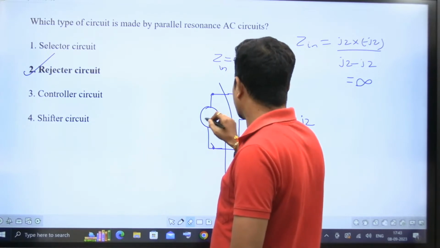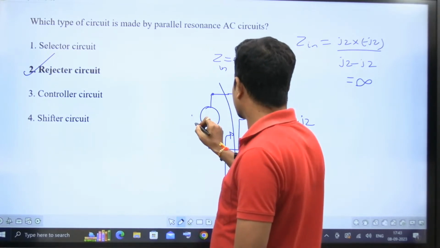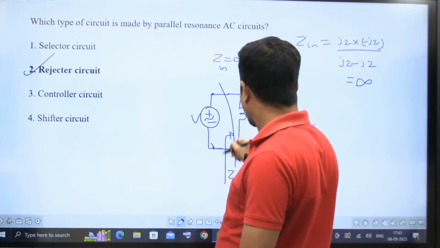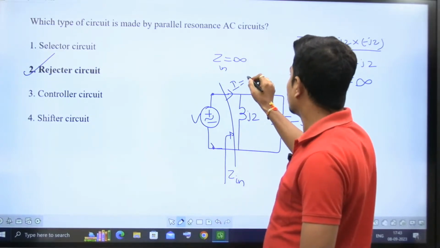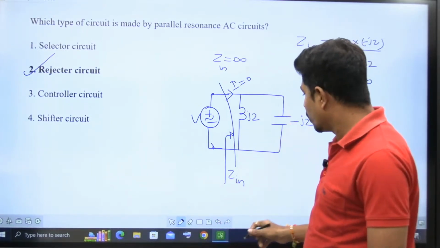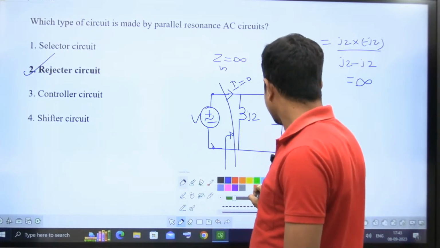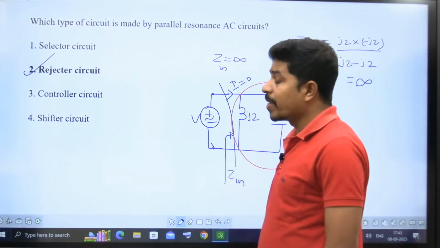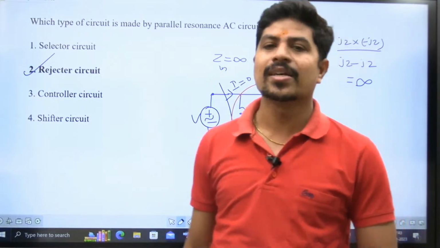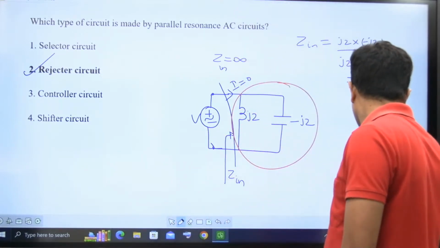Then how much is the current that is flowing? It is 0. The current that is flowing is equal to 0, because these two combination behaves as an open circuit. In an open circuit, current is 0, right? Let's go to the next question.